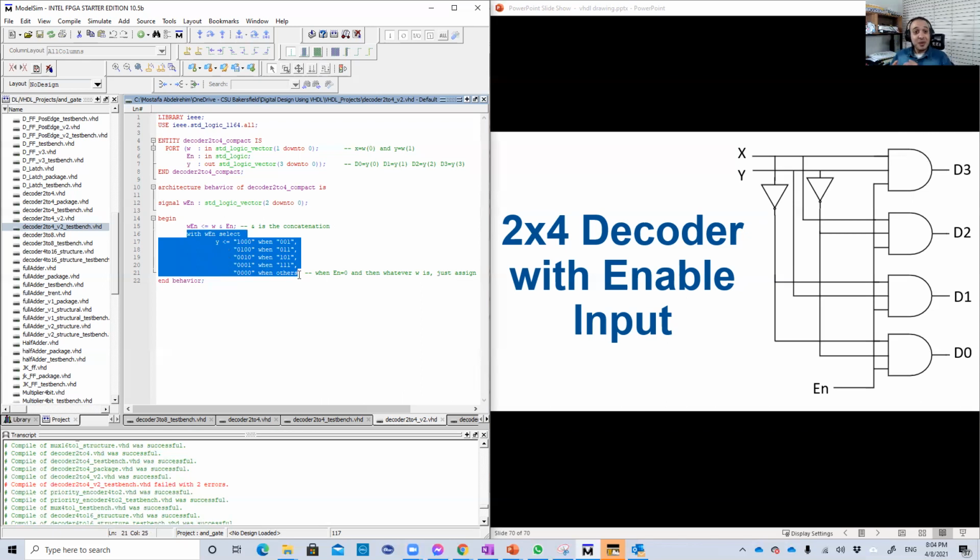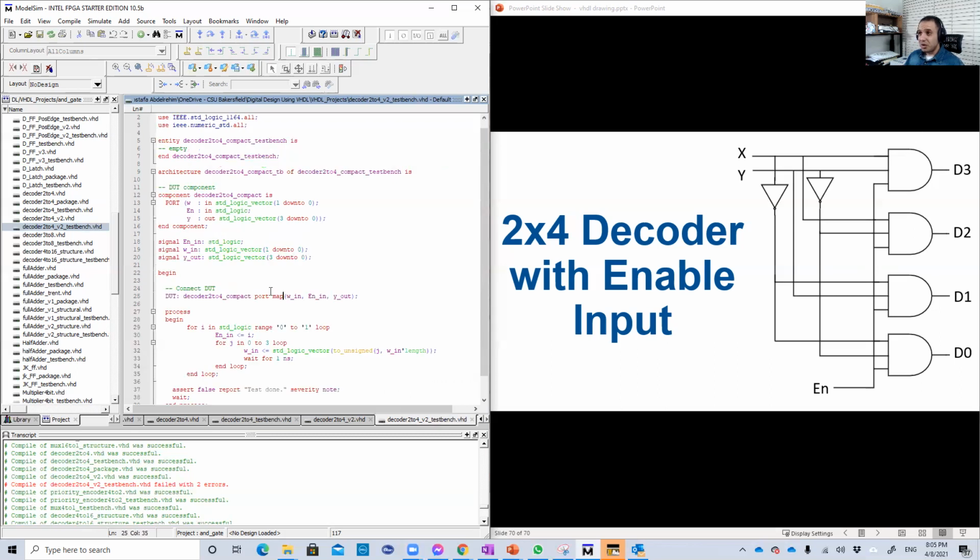Okay, guys, but this is basically the truth table. You don't need to have the gates to write the code. You can also build the code using the truth table itself. That's basically this design. Now let's look at the test bench. The test bench is exactly the same, no change at all, except for, of course, compacting the inputs and the outputs.